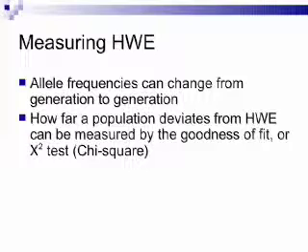Human populations generally do not meet all of the exact conditions of Hardy-Weinberg equilibrium. Their allele frequencies change from generation to generation, and the population evolves. How far a population deviates from Hardy-Weinberg equilibrium can be measured using the goodness of fit or the chi-squared test. The chi-squared statistic is calculated by listing the observed and the expected frequency of each allele and the difference between them, and squaring the values, which converts each to a positive number.